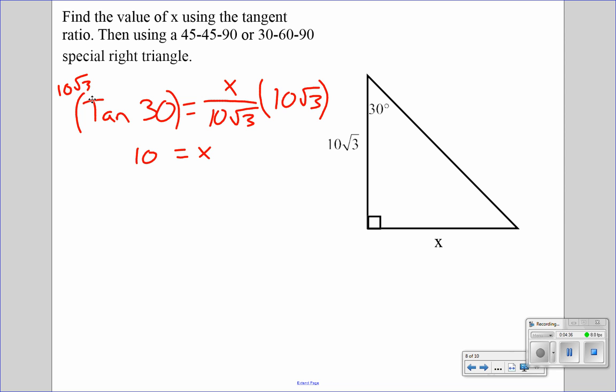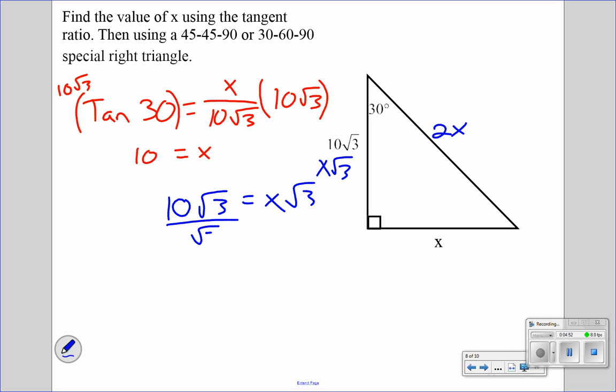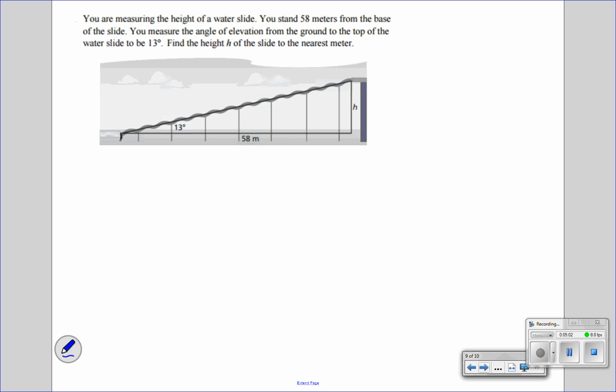We also could have done this with our special right triangles, 30, 60, 90. Across from the 30 is x. Across from the 60 is x square roots of 3. Across from the 90 is 2x. If 10 times the square root of 3 equals x square roots of 3, we can divide both sides by the square root of 3, and x equals 10. So either way works for solving if we know that the angles make a special triangle.